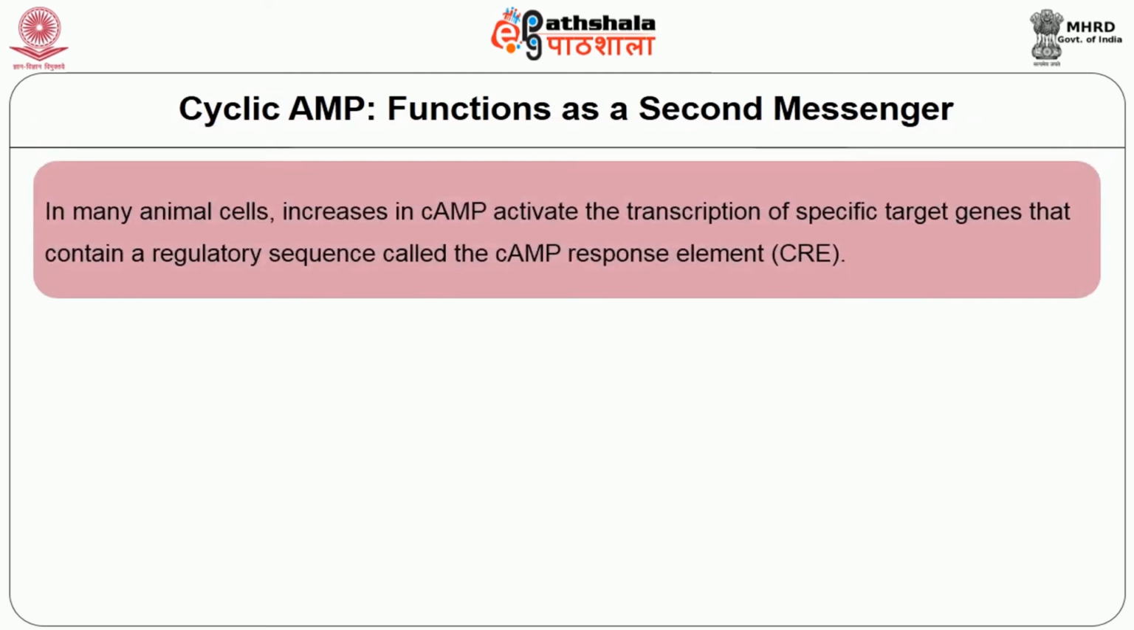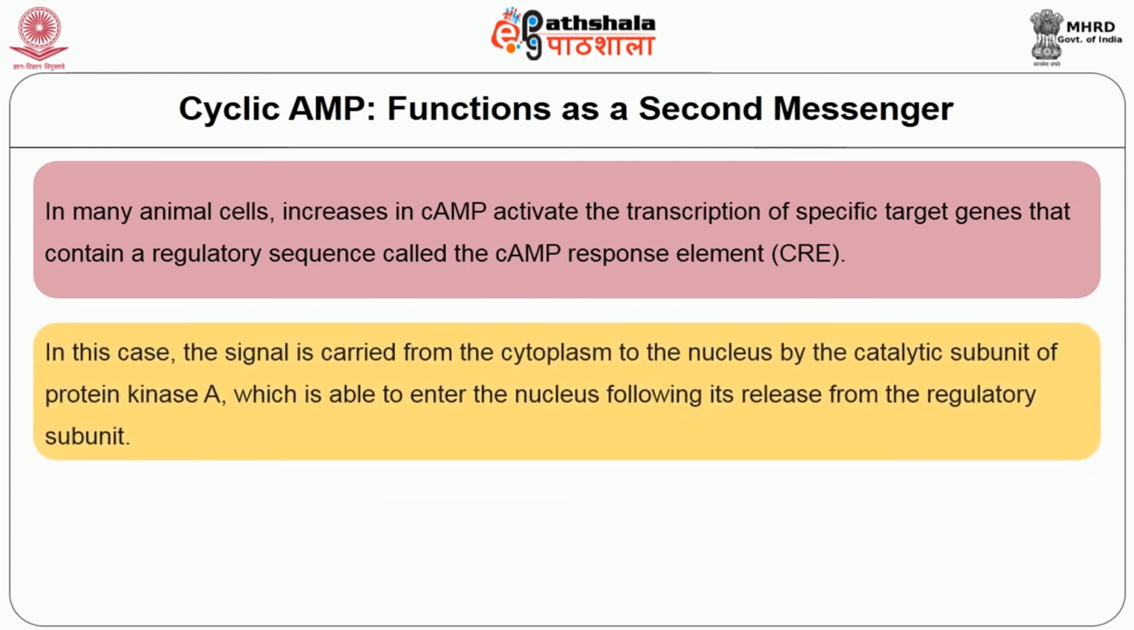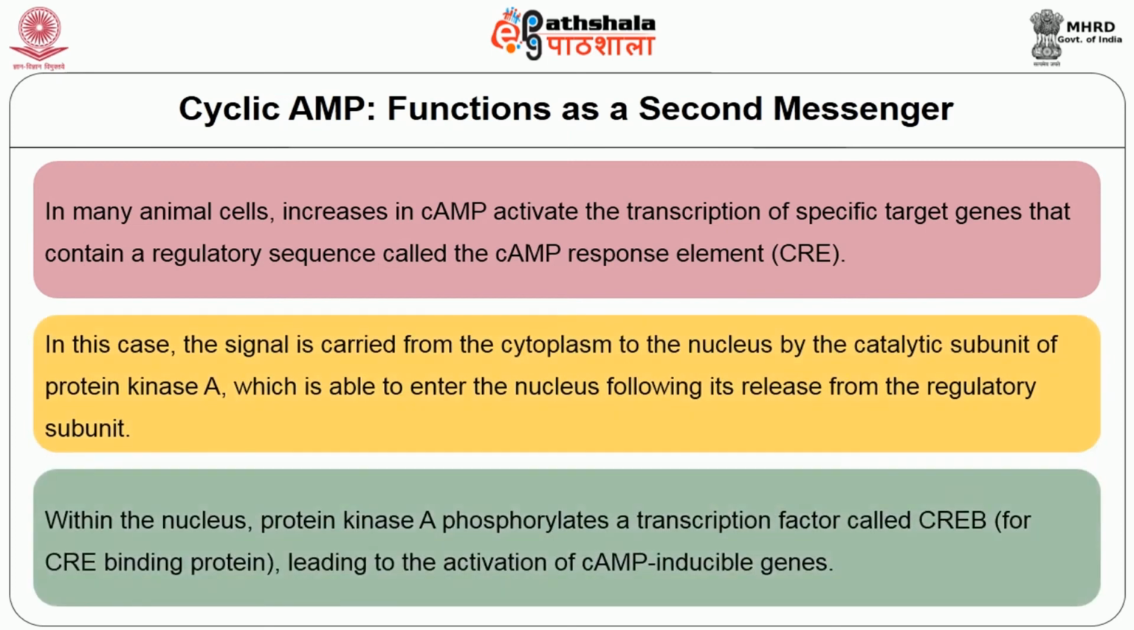In many animal cells, increases in cyclic AMP activate the transcription of specific target genes that contain a regulatory sequence called cyclic AMP response elements, CRE. In this case, the signal is carried from the cytoplasm to the nucleus by the catalytic subunit of protein kinase A, which is able to enter the nucleus following its release from the regulatory subunit. Within the nucleus, protein kinase A phosphorylates a transcription factor called CREB, for CRE binding protein, which leads to the activation of cyclic AMP inducible genes.